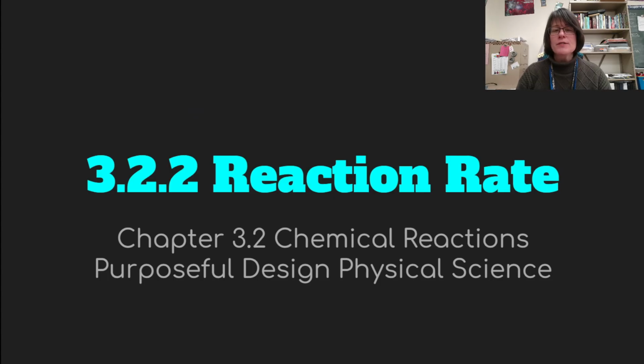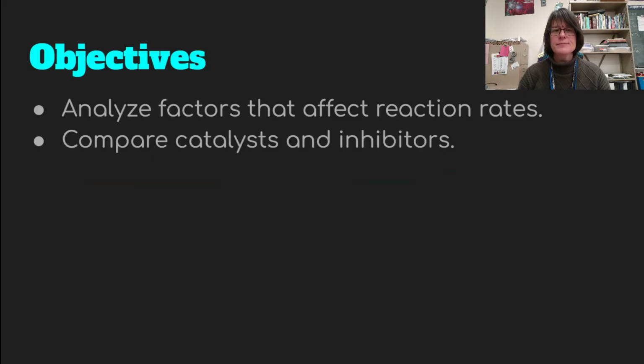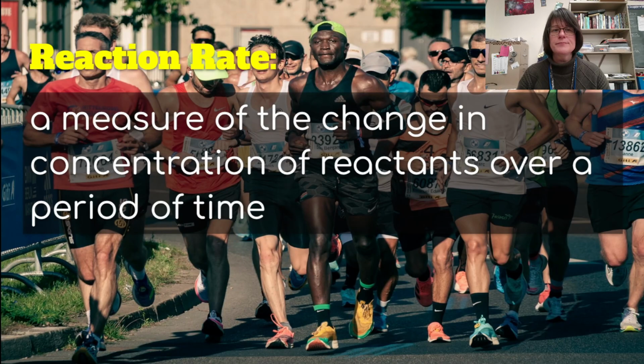Today, we're going to talk about Section 3.2.2 on reaction rate. Our objectives for today are to analyze factors that affect reaction rates and to compare catalysts and inhibitors. First, we have to know what a reaction rate is. This is a measure of the change in concentration of reactants over a period of time.